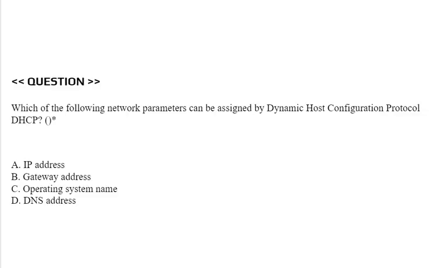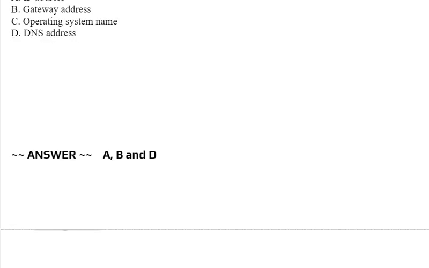Next question is, which of the following network parameters can be assigned by Dynamic Host Configuration Protocol, DHCP? Option A, IP address. Option B, gateway address. Option C, operating system name. Option D, DNS address. Correct answer is option A, B and option D.